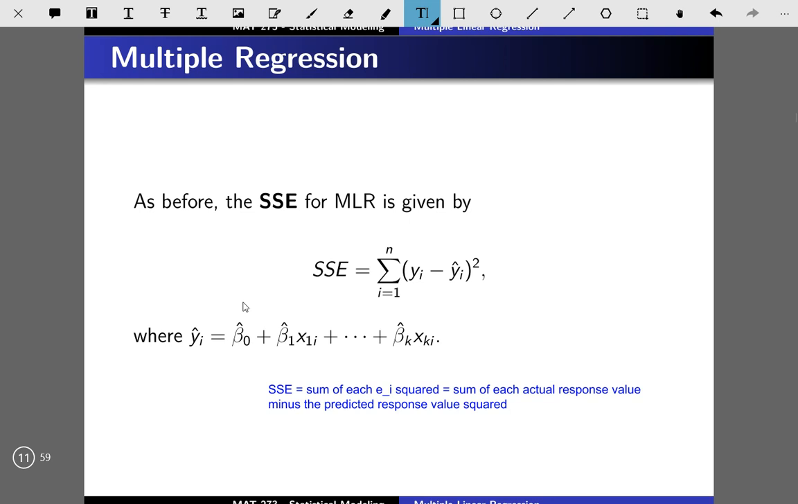And the predicted response value, again, is given by this linear combination of the x's in our data set. And here the subscripts are, the first subscript on the x is denoting which predictor it is, the kth predictor or the first predictor, and the i is subscripting which observation it is. So this is for the ith observation.